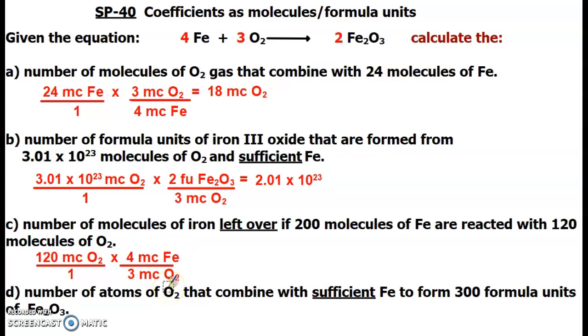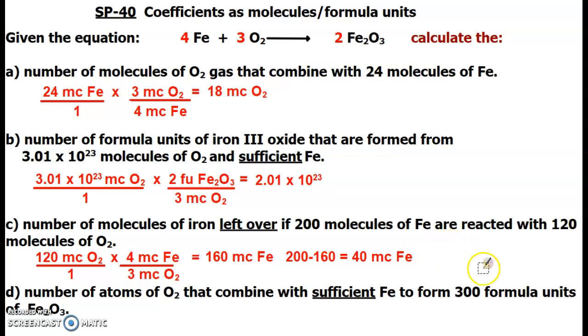And this one, again, you can do probably in your head without much math. But 120 divided by 3 is 40, and 40 times 4 is 160. Now, what we just figured out is how much iron we should have used. We didn't use that much. We used 200 molecules instead. And so if we want to know how much is left over, it's just simply subtract. So 200 minus 160 gives us 40 molecules of iron left over that we did not use.